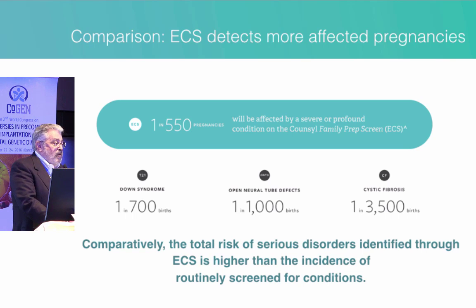In all, looking at all ethnic groups, about 1 in 550 pregnancies will be affected by a severe or profound condition on our expanded carrier panel. And just to compare that with Down syndrome incidence, open neural tube defects, and cystic fibrosis, to give you an idea of what the incidence of a severe disorder is if you use an expanded carrier panel like this.